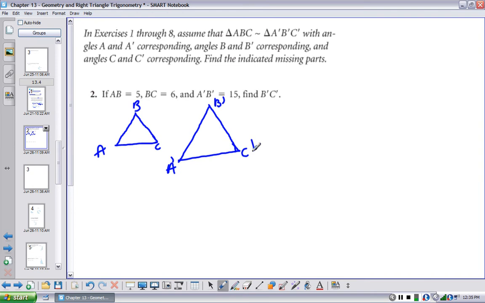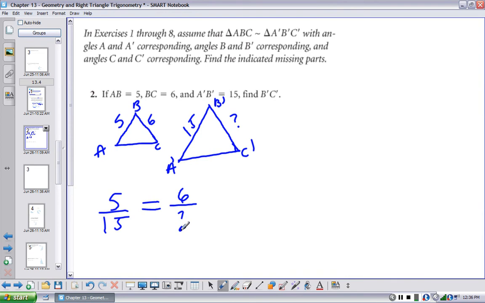So it tells us that the side AB is 5. The side A prime, B prime is 15. The side BC is 6. And they want us to find that side B prime, C prime. So we need to show that we're in proportion. So we can say 5 over 15. You can look at the corresponding sides of the similar triangle. So 5 over 15, and if we did the actual ABC triangle, then that's what you need to have in the numerator in both ratios. And this is equal to our little question mark.